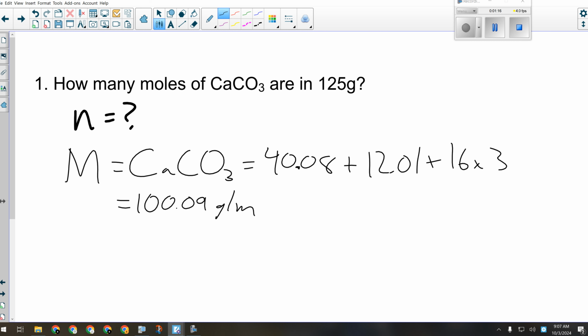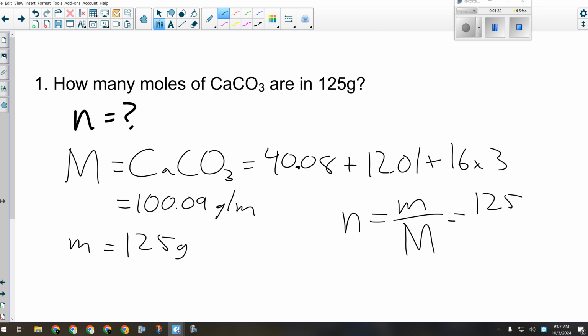And they also tell us that we have 125 grams, which is mass. So we have big M, we have little m, and we are looking for N, which means we just have to plug the numbers into the formula. So that's going to be 125 divided by 100.09, which should give us 1.25. What are my units? Moles.